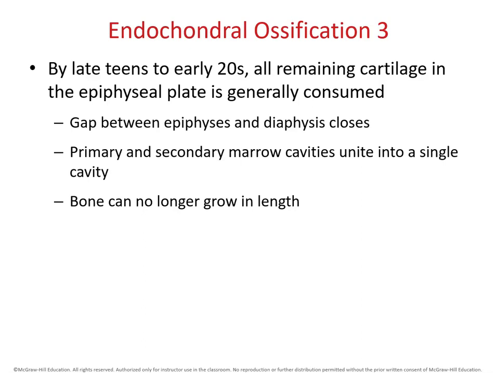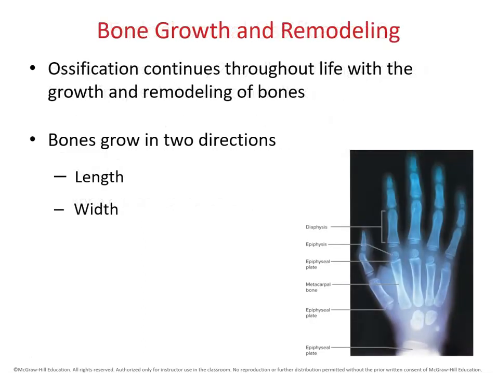By a person's early 20s, the epiphyseal plate is closed, we say. All that cartilage has been consumed, and the primary and secondary marrow cavities that were separated by the epiphyseal plate are now conjoined into one cavity. And at this point, bone cannot grow any more in length. And this is why after your early 20s, people don't grow any taller. This ossification process continues throughout a person's whole life. And bones can grow in two directions. They can grow longer, they can grow wider.